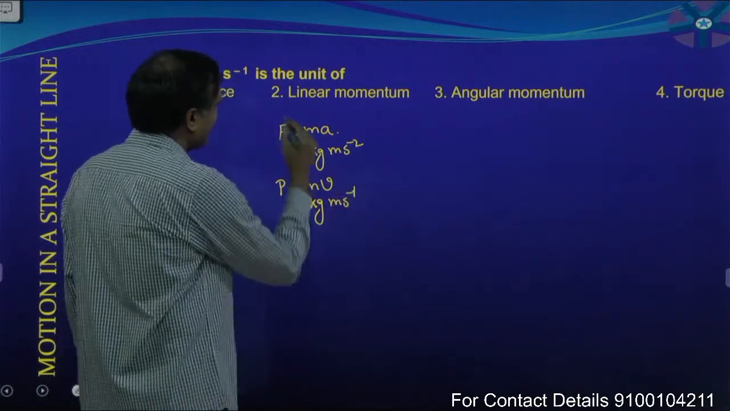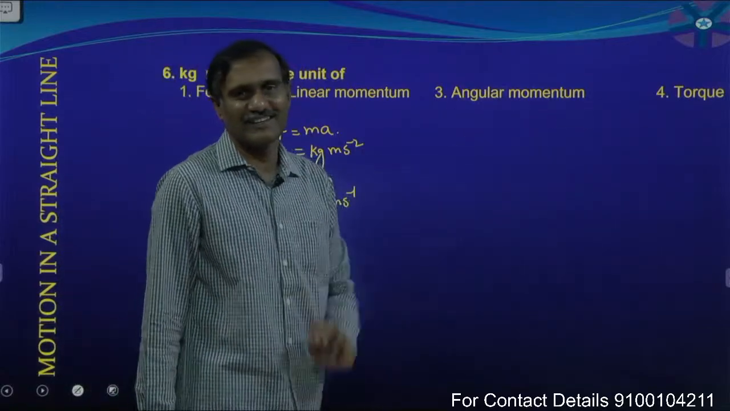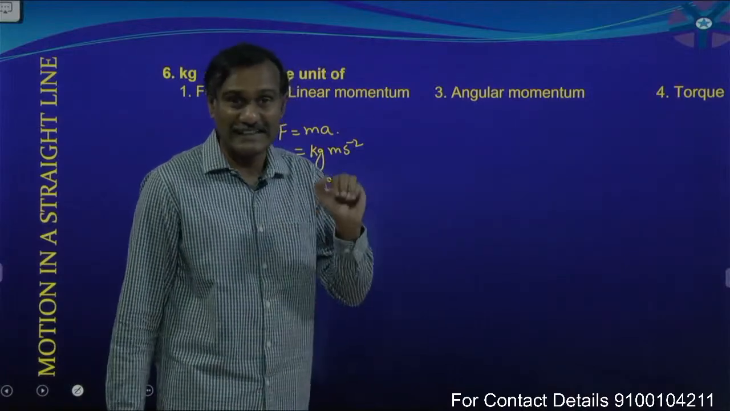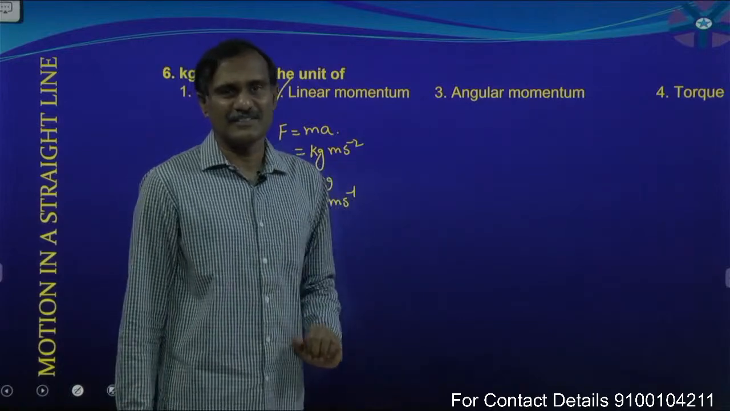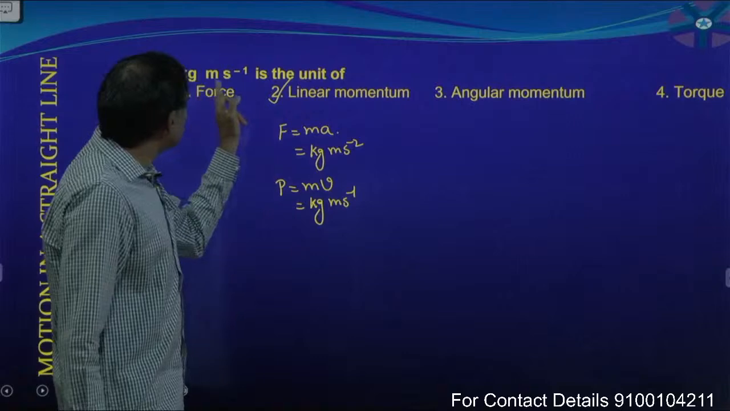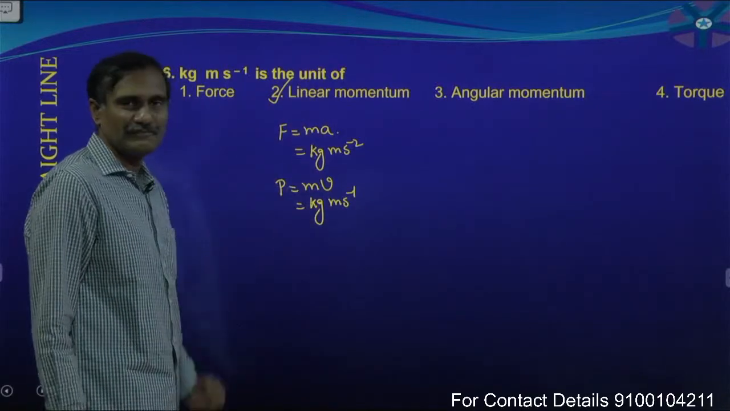Therefore, which is the correct one? Linear momentum, not angular momentum and torque. I think you don't know about angular momentum and torque till now. We will discuss them in the later chapters. That is, kg meter second inverse is the unit of linear momentum.